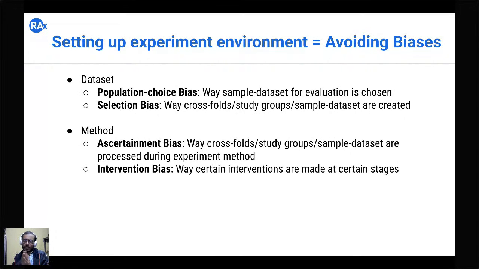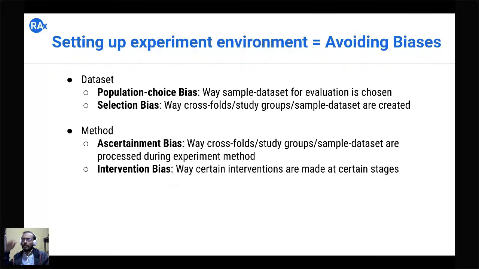And you have to make sure that that doesn't happen, because you have to make sure that you're not bringing in noise during the process. You have to make sure that your cleanup is not done in a way such that it gets skewed, or it gets aligned with your ultimate goal.